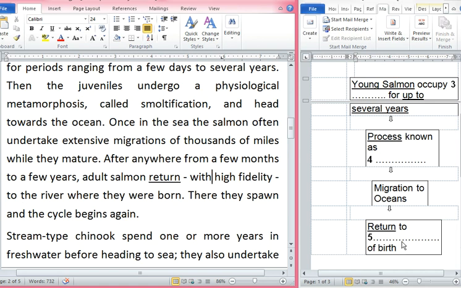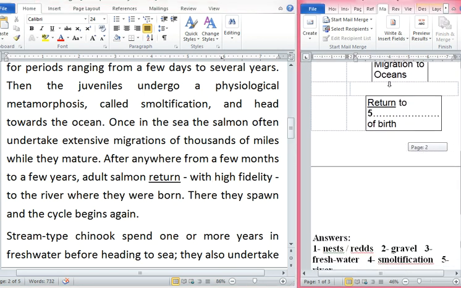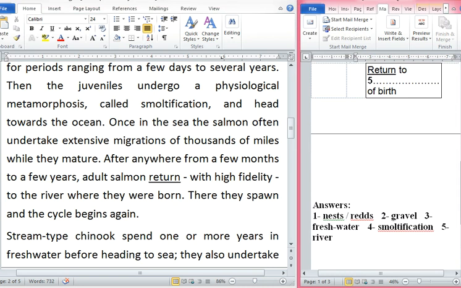Okay, so that's all. I hope you have understood and you have enjoyed the concept of this. If you want to check, the answers are written here at the bottom. So these are the answers: nests or reds, gravel, freshwater, smoltification, and river. I hope you have understood the technique, because it is not too scientific and easy to understand. There is no problem at all.